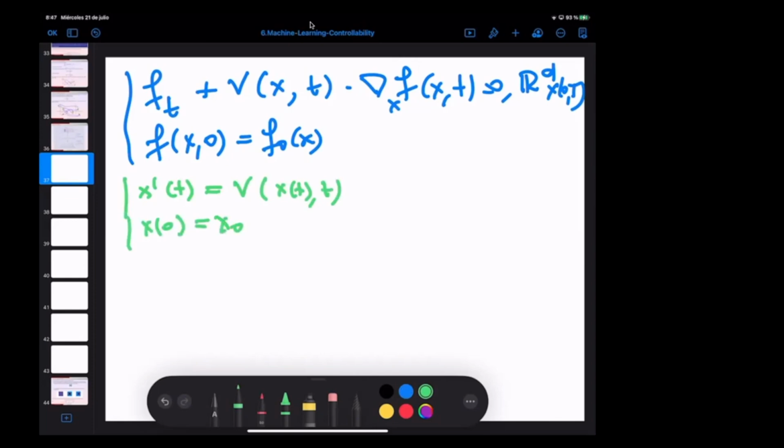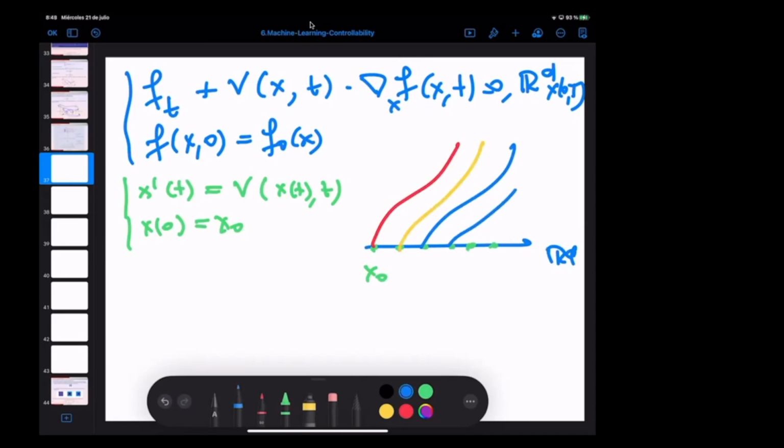What are these characteristics doing? Well, you are taking R^d, and then out of any initial possible point, x0, you are building one trajectory and then another, and then another, and so on. And then what the equation does simply is to guarantee that the density f is constant along trajectories, along these characteristics.